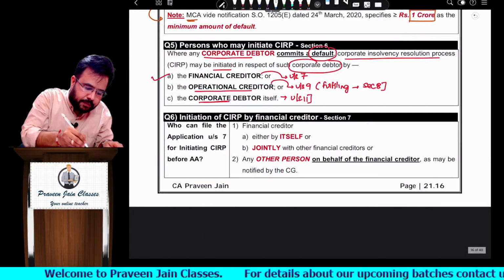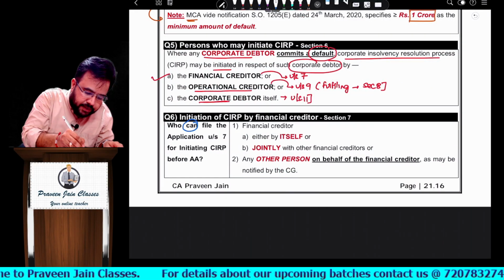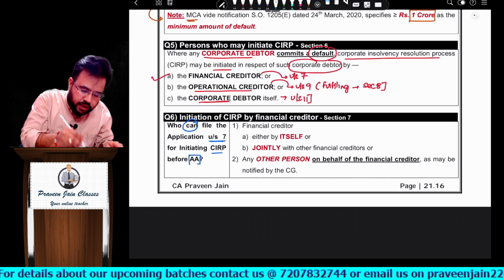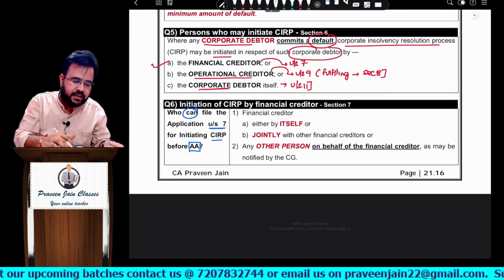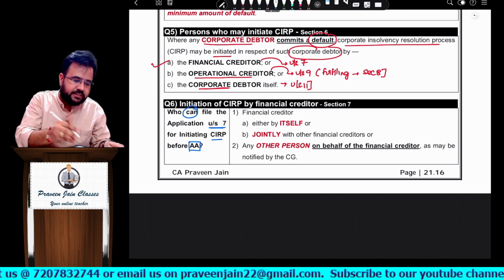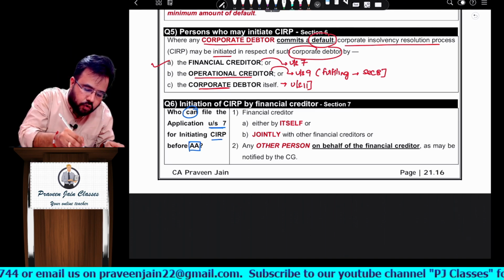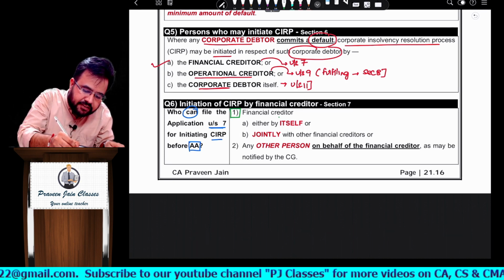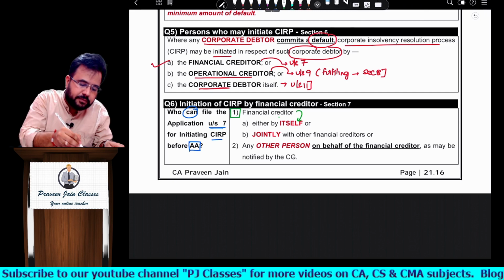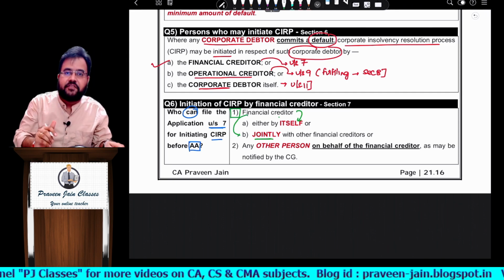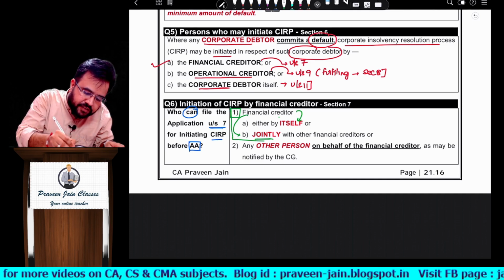Who can file an application under section 7 for initiating CIRP before AA? AA is nothing but your NCLT, sir. But still, I told you better use the word adjudicating authority instead of writing NCLT, sir. Now, who can file, sir? First class, I have already told you, sir. Financial creditor can file for himself, or financial creditor can go for a joint application with another financial creditor. So this part we are done, sir.